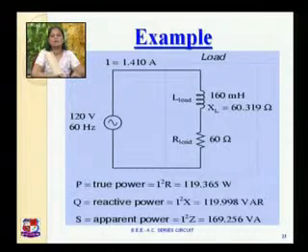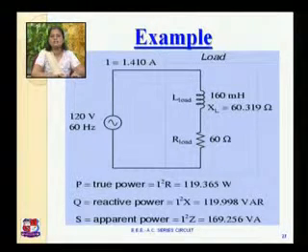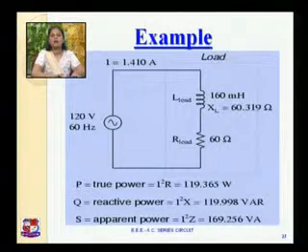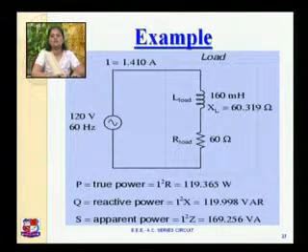Now apparent power. Apparent power is equal to P plus JQ, or you can write down I square into Z. Value of R is known to you, value of XL is known to you, so you can easily find the value of Z using the equation Z is equal to under root of R square plus XL square. So using this equation you can find the value of Z, and after that you can find the apparent power, and answer of this is equal to 169.256 VA.